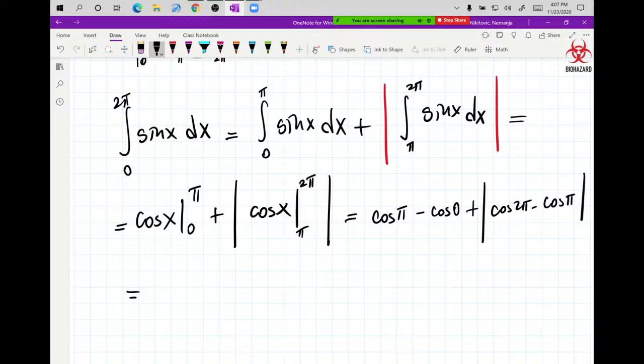I may be wrong here, but shouldn't that be negative cosine? No. Derivative of... wait. Yes, yes, yes. Negative cosine. So that's a plus, that's a minus. There we go. The integral of sine is negative cosine.